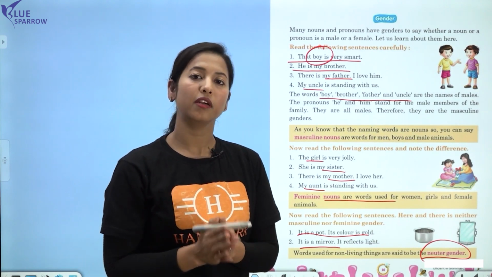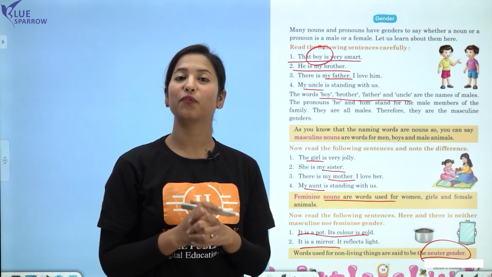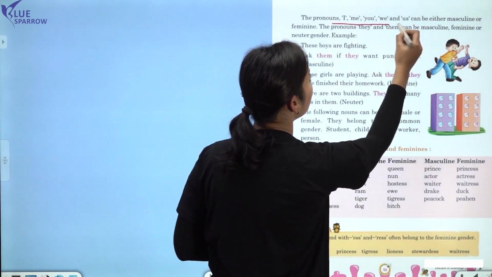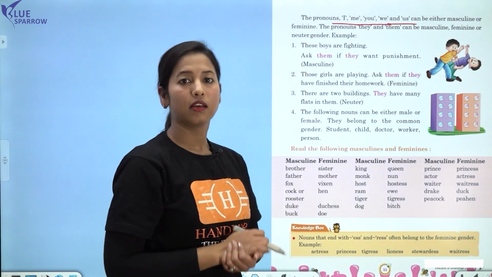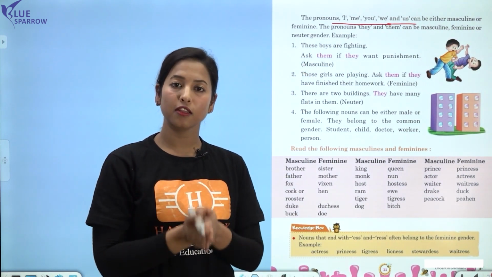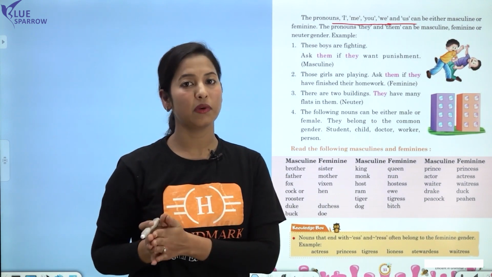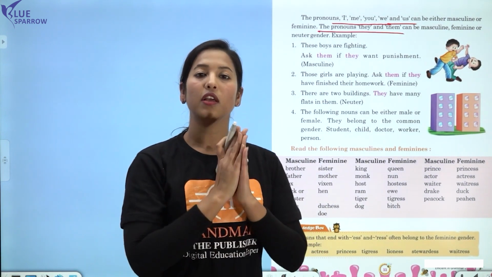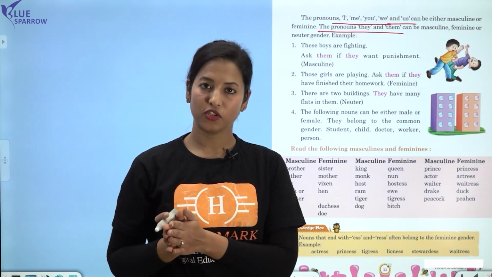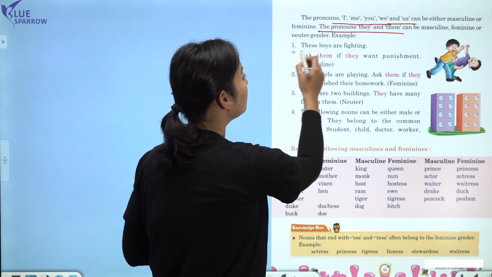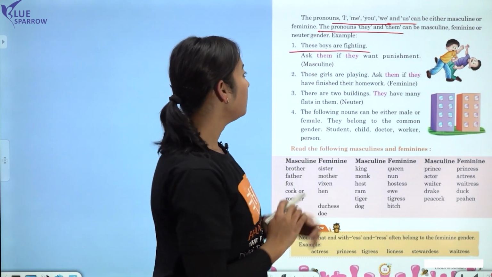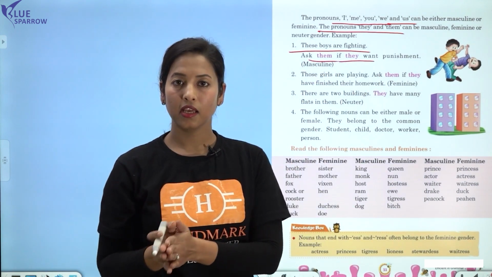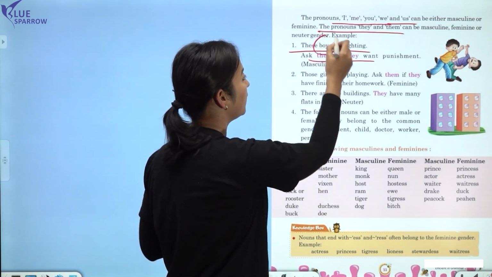Now, let's see what are the different pronouns that we use for different genders. Here, I, me, you, we and us. These pronouns can be used either for male genders or for female genders. The pronouns they and them can be used for either masculine or for feminine genders. For example, these boys are fighting. Ask them if they want punishment. So, here them and they is used for these boys.